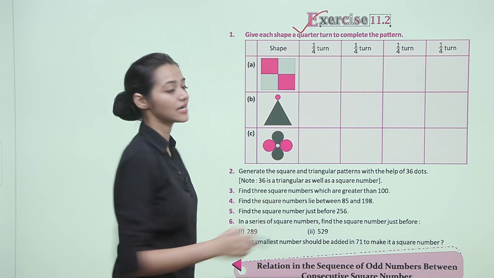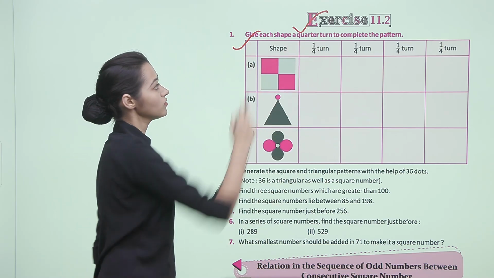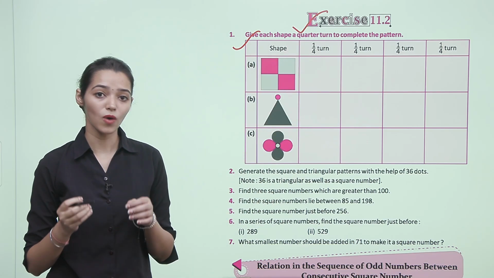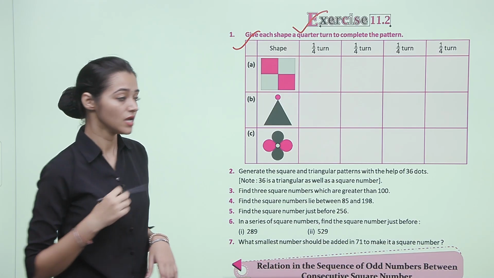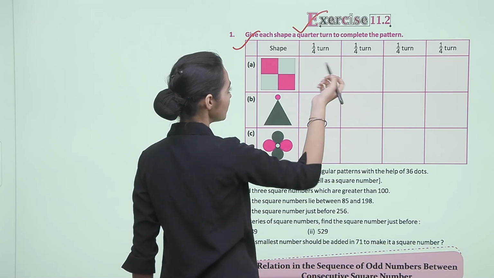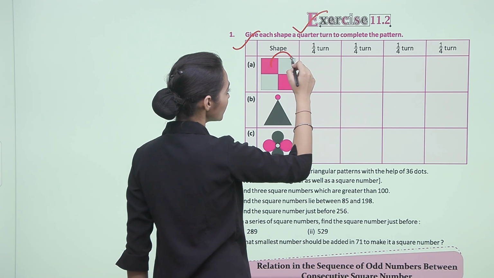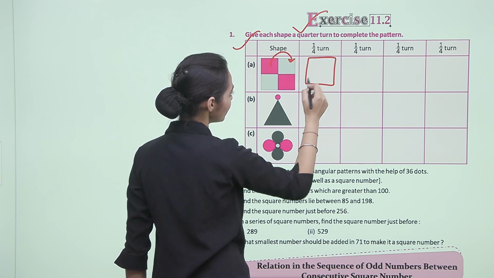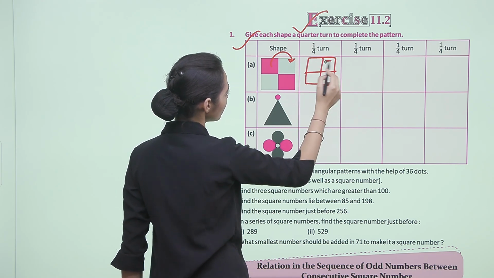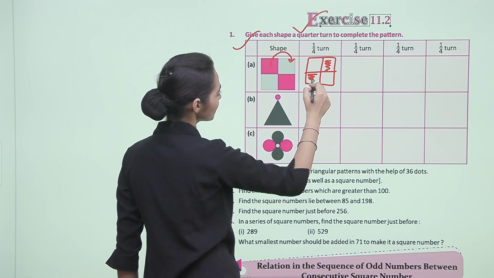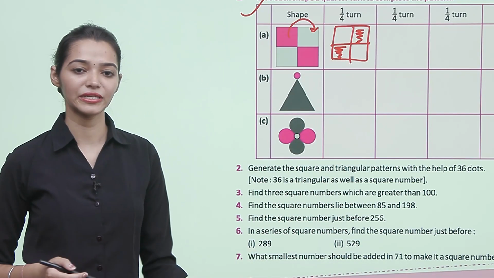Now let's start with exercise 11.2. In the first part, we have to give each shape a quarter turn to complete the pattern. Here we have to take a 1/4 turn. So this will change into this. Here we will draw a square. This one will be our pink one and this one will be our pink one. That's how you have to complete the remaining part.